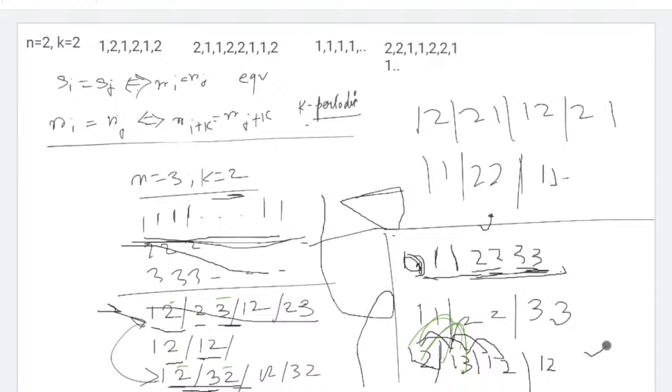Wait, let me read the question once again. So, this sequence holds. 1, 2 holds, 1, 3 holds. Then how about 1, 2, 2, 1? Then this one holds. Then how about 1, 2, 2, 3? Okay, this basically tells you that 1 equals 2 if and only if 1 equals 3. Okay, I get it.